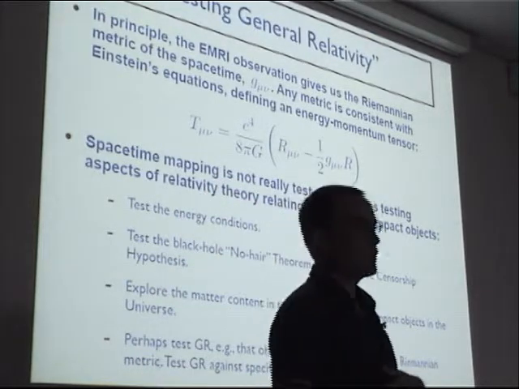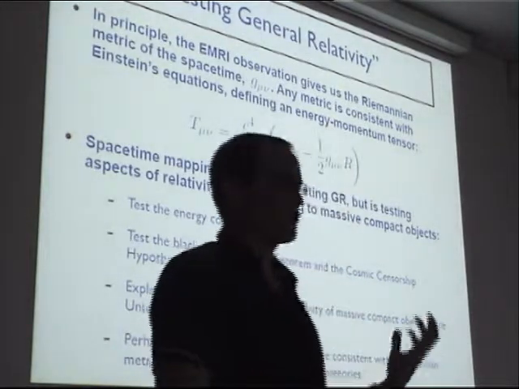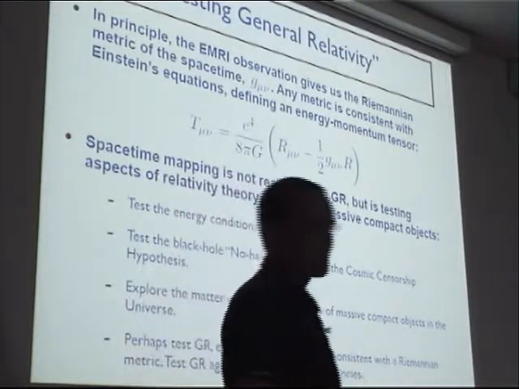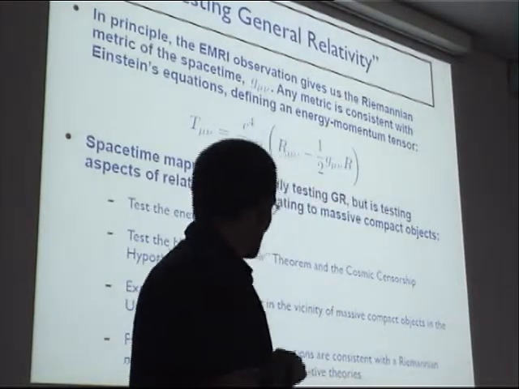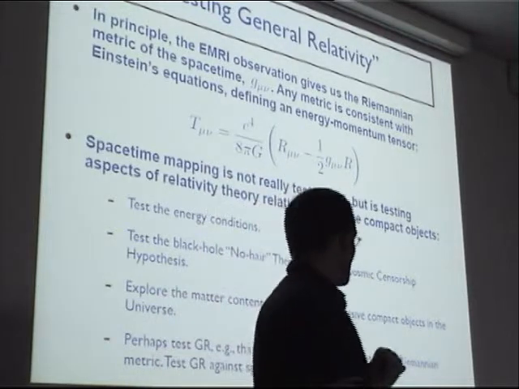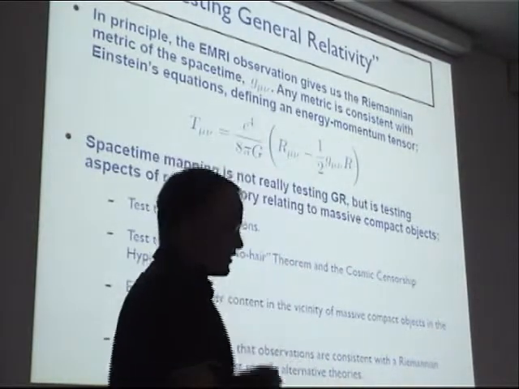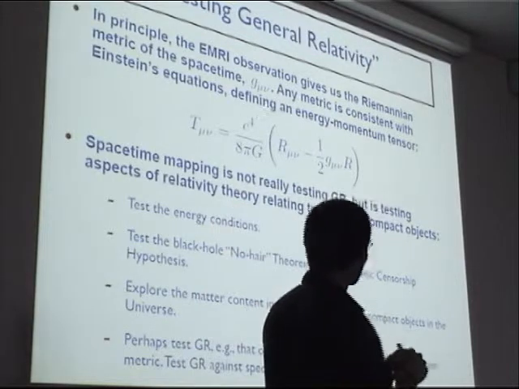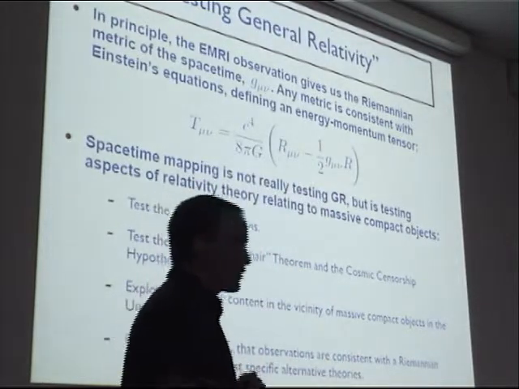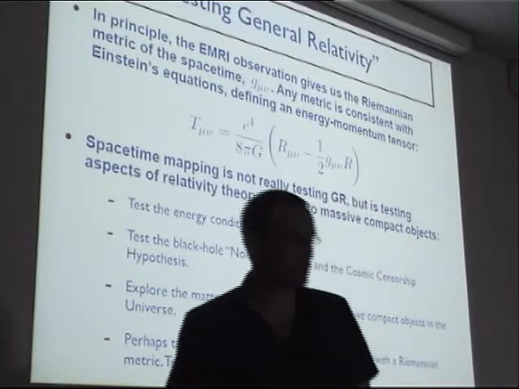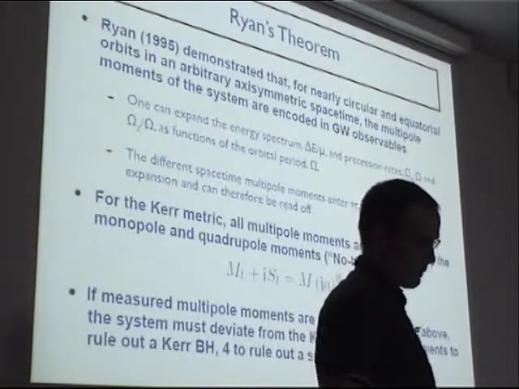The other thing we can do is explore the matter content in the vicinity of massive compact objects. We know that astrophysical black holes are not clean systems. There will be material in an accretion disk, there may be other bodies in-spiraling at the same time, and these things might also leave imprints on the waveform that we, in principle, could extract. And we could also probably test GR. One example would be testing that the metric is really Riemannian. Another possibility would be to test GR against specific alternative theories. You can use the parameterized post-Newtonian formalism to do these sorts of tests.